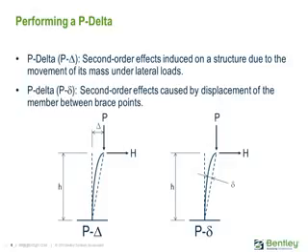The last step before analyzing the model is to specify your analysis type. And for this training today, we're going to be performing a p-delta analysis. When performing a p-delta analysis, you can include the effects of both the large p-delta effect and the small p-delta effect. Of course, our large p-delta effect is our second-order effects induced on a structure due to the movements of its mass under lateral loads. When we're talking about your small p-delta effects, these would be your second-order effects caused by displacement of the member between the brace points.